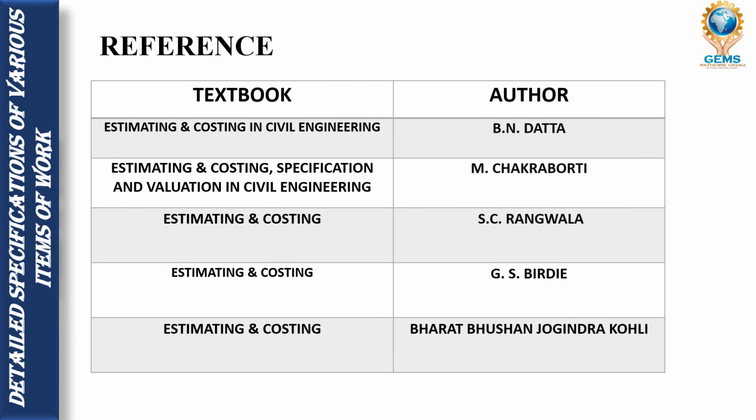These are the books we need to refer to for this estimating and costing subject. Estimating and Costing in Civil Engineering by BN Datta. Estimating and Costing, Specification and Valuation in Civil Engineering by M Chakraborty. Estimating and Costing by SC Rangwala. Estimating and Costing by GS Birdi. Estimating and Costing by Bharat Bhushan and Jitendra Kohli. These are the books to refer to for this subject.